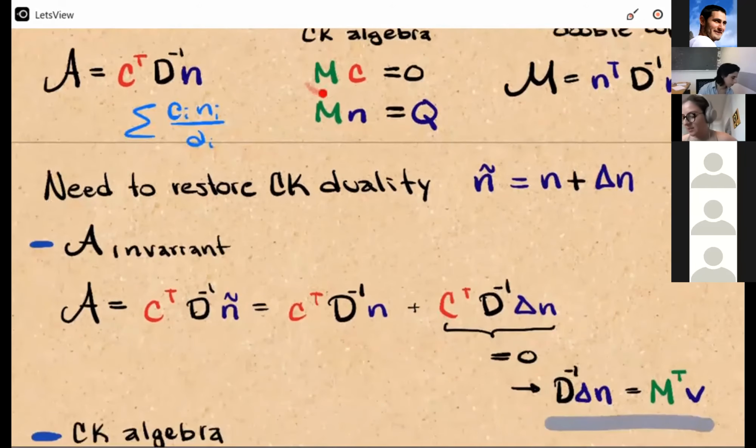But since you know that you have the color kinematics algebra for the color factors, you can basically impose that this is just an M transpose times some vector V. So now everything depends on finding this V. And when you find this vector V, you will find this shift delta N, and then you will say you can do a double copy. So our goal right now is to find V.